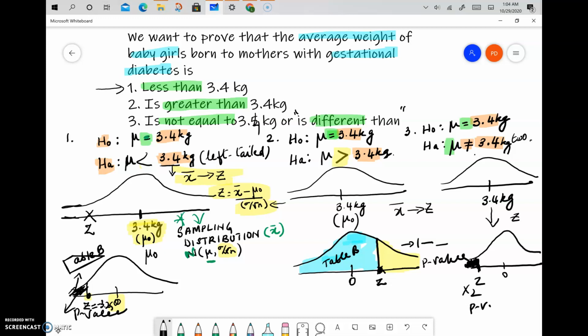Now, what if our z value falls to the right of it, right of 0? Then we find the area to the right. Remember, finding the area to the right involves subtracting the area to the left from 1. And once you get the area, you double it up, and that's what is called the p-value. And the reason why we double it up is because it is a two-sided test.